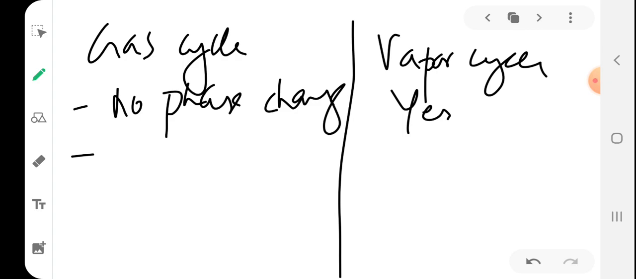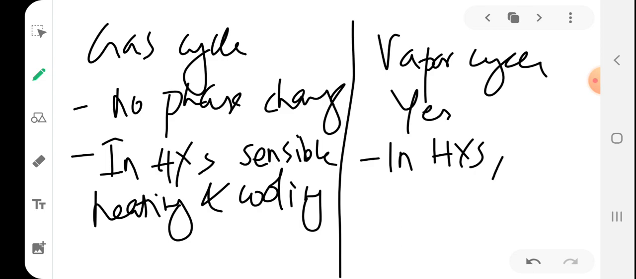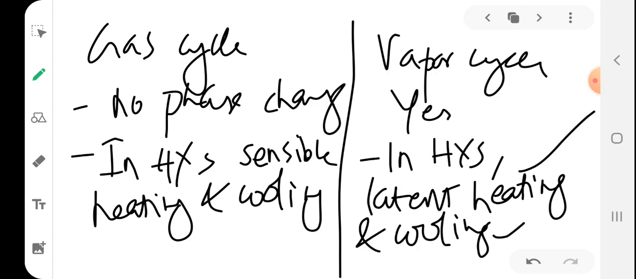Next, in a gas cycle, heat rejection and heat absorption take place as the gas undergoes sensible cooling and heating. So in the heat exchangers, sensible heating and cooling take place. And in the vapor cycle, the heat exchangers are the evaporator and condenser, so here latent heating and cooling take place. In the evaporator, it absorbs latent heat and converts from liquid state to vapor state. In the condenser, it rejects latent heat and converts back from vapor state to liquid state. That is the latent heat of vaporization, and here the latent heat of condensation.